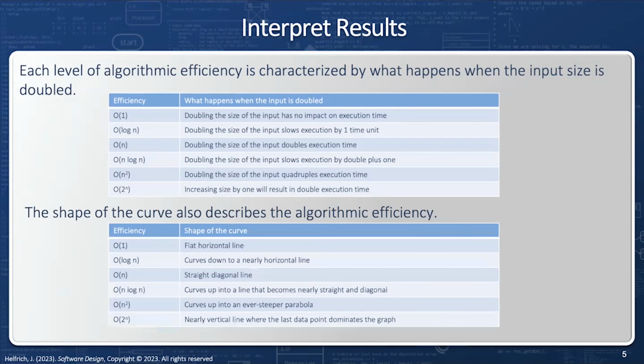Now, the shape of the curve, if we graph it, will also describe the efficiency. O(1) is a flat horizontal line. O(log n) curves to a nearly horizontal line. O(n) is a straight diagonal line. N log n curves up and then becomes nearly straight and diagonal. N squared looks just like a parabola. And 2 to the n looks like an extremely steep parabola.